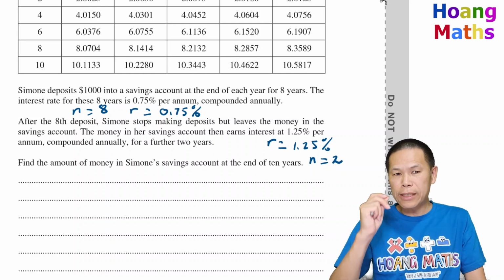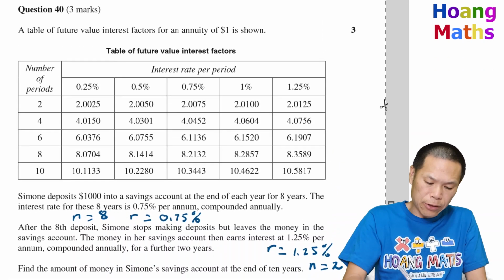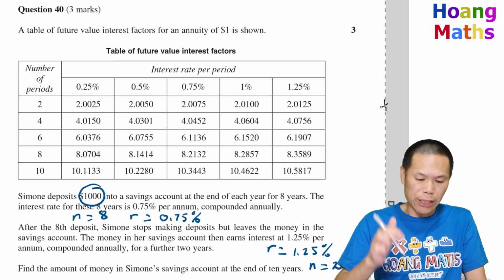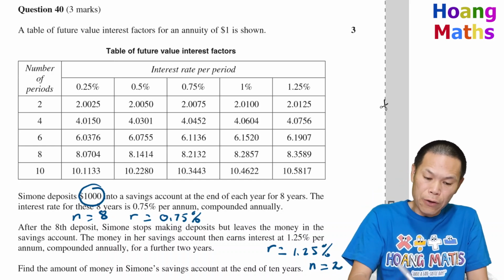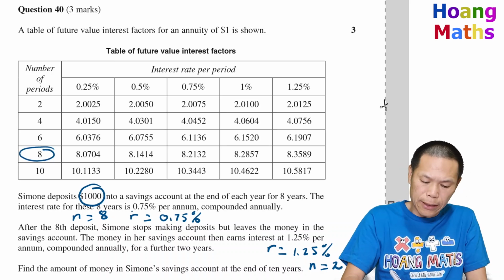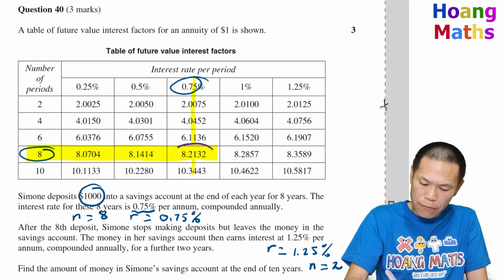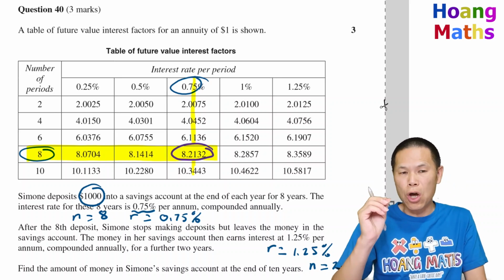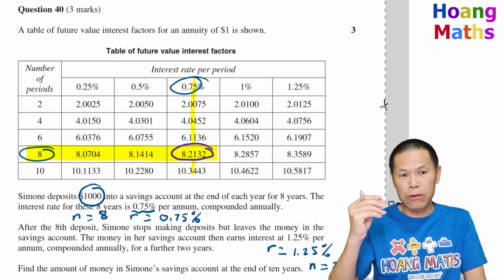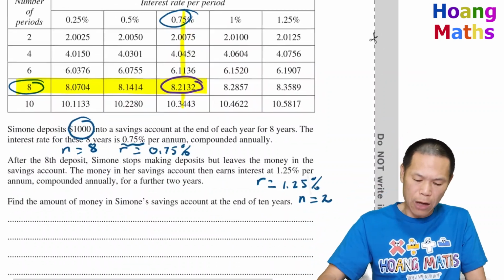So remember the first 8 years. Simon deposits 1,000 each year for 8 years. So we know that for 8 years, the future value is in this row here, 8 years, and the interest rate is this 0.75. If we go down this column and across, there you go. This is her future value of annuity of $1, but she deposits $1,000, so it is 1,000 times that. But let me just show how to work it out.